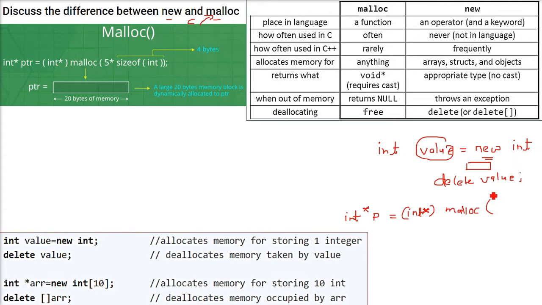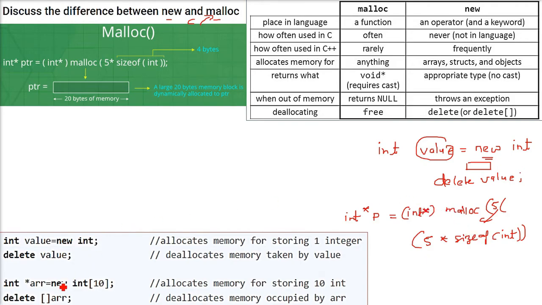For example, say we have to assign 20 bytes. The size of an integer is 4 bytes. You want to store 5 integers in dynamic memory, or the heap, so 4 bytes for 1 integer, and for 5 integers it will be 5 times sizeof(int).